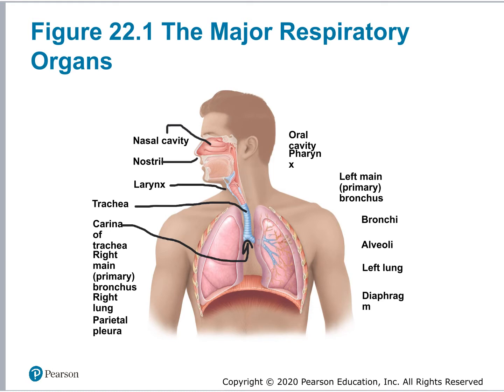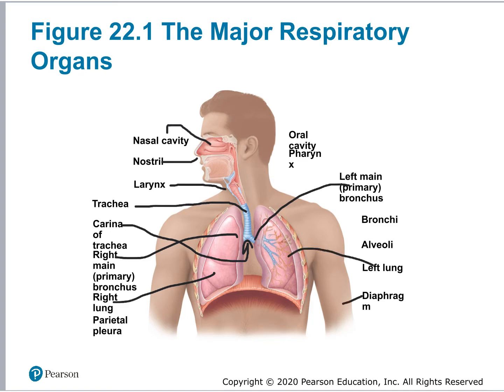It's an upside down V. And then we have the primary bronchus right next to it, right there. And then the left bronchus is going to be right there. And then we have the right lung right there. And then we have the left lung right there.